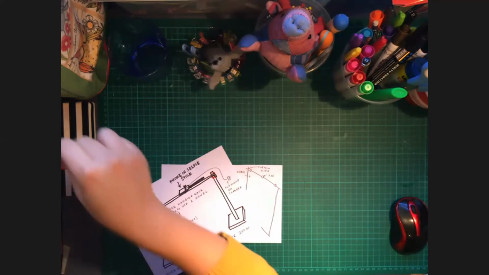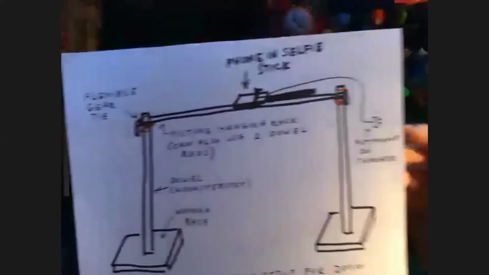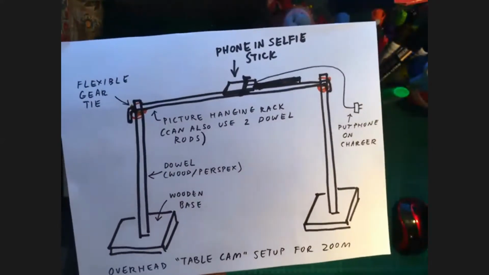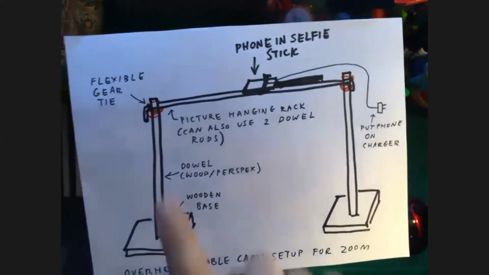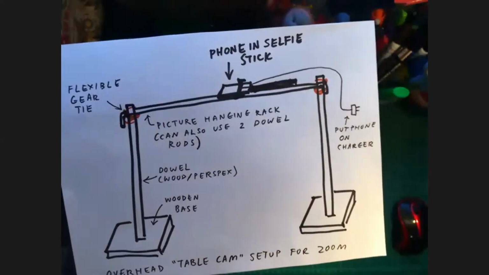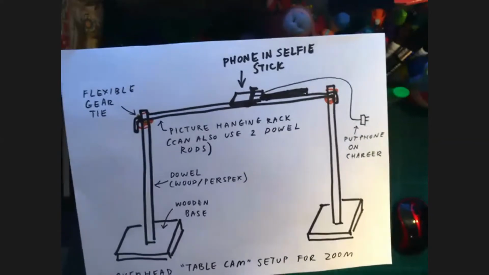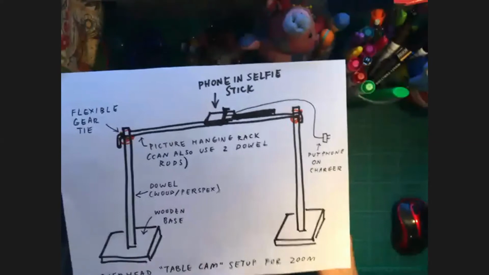And then, very important, my phone is connected to a charger because Zoom drains my phone like nothing else. I've also used flexible gear ties. You can use tape or rubber bands or wire or something like that. This is so that it's adjustable, so I can go up and down.